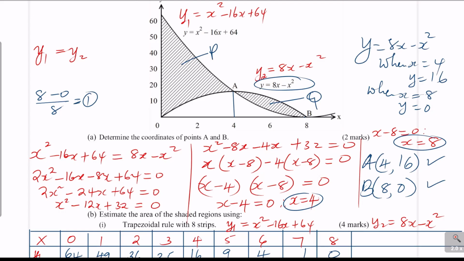Then you do the same for area Q. But here you have to be very careful because you take the absolute, because the curve that is above is y2. So when you use the curve y1, you will end up with a negative, but you ignore the negative because this is the area, you use the absolute. So the same thing: area under the curve y1 between 4 and 8, subtract the area under the curve y2 between 4 and 8. So that is what you're going to do. Where you get negative, you consider the positive because you're dealing with the area.